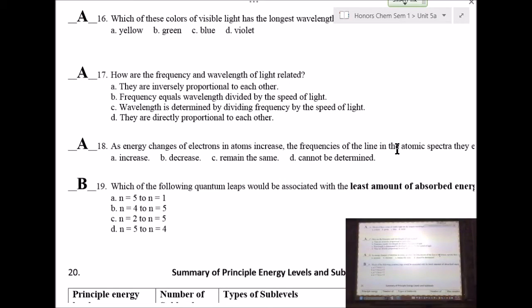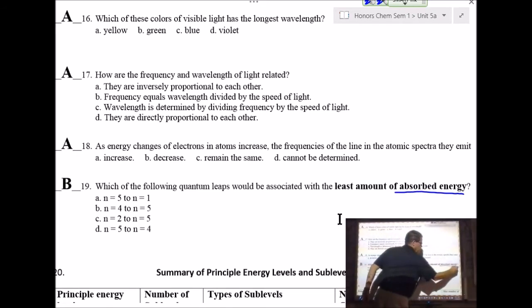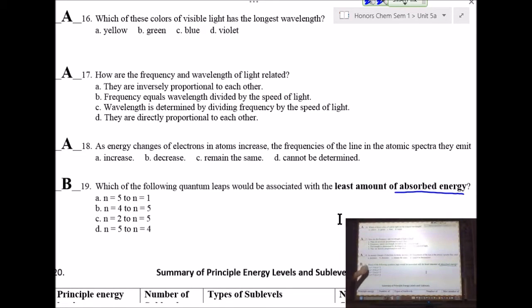Number 19, which of the following quantum leaps would be associated with the least amount of energy absorbed? The key here is least. Which ones can we automatically cross off from number 19? A, is there any others? C or D? Why can we cross off A and D? Those represent what? Yes, Spencer.